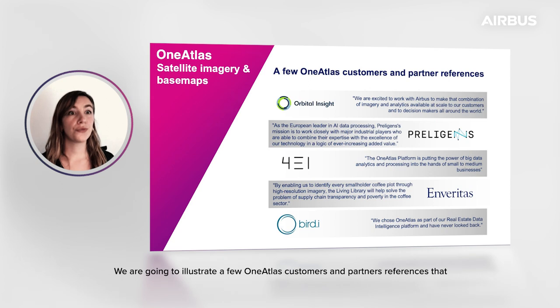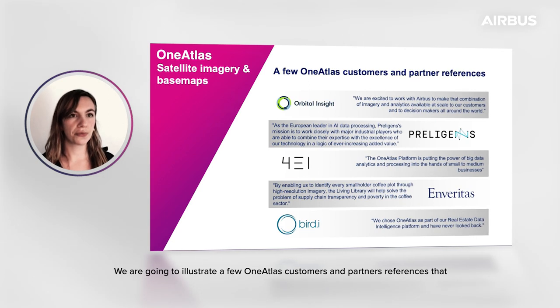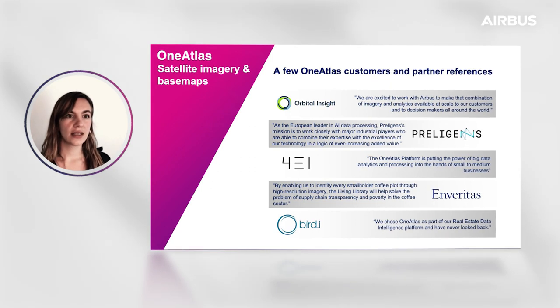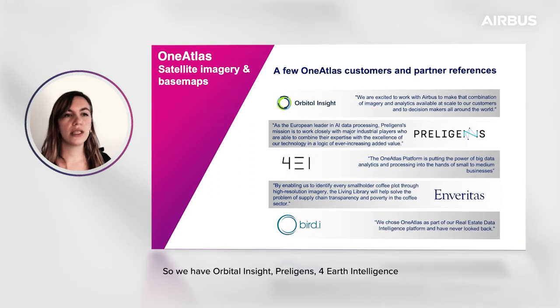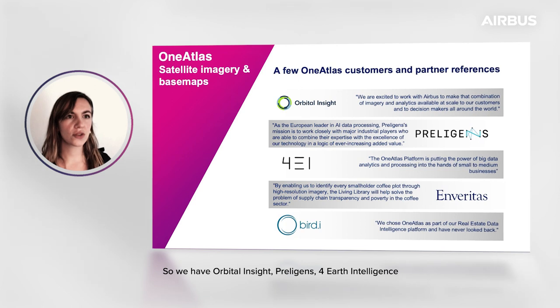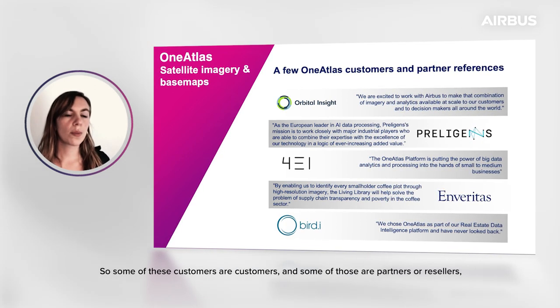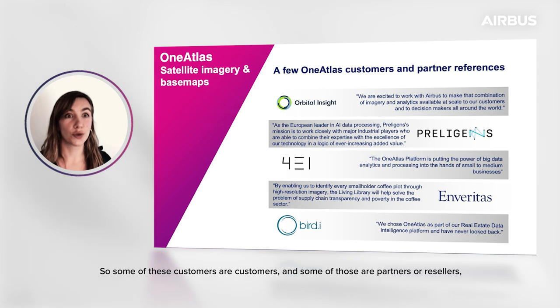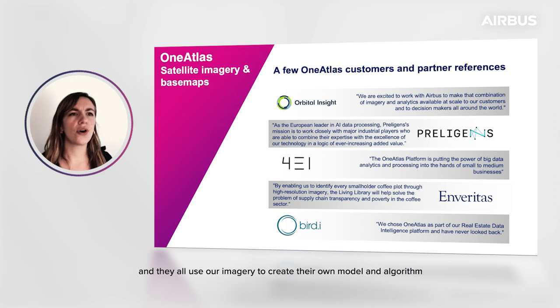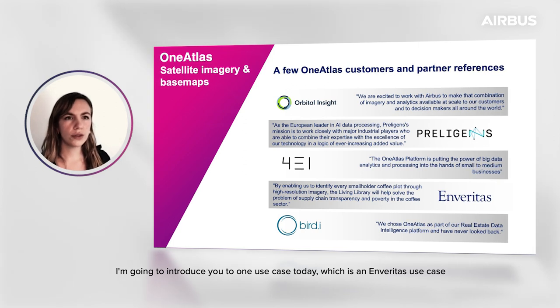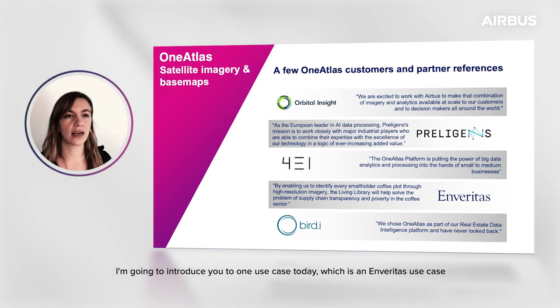We are going to illustrate a few OneAtlas customers and partners references that work with us to create their use cases. So we have Orbital Insight, Preligence, Power Earth Intelligence, Enveritas, and Birdeye as well. Some of these are customers and some others are partners or resellers. And they all use our imagery to create their own models and algorithms. I'm going to introduce you to one use case today, which is the Enveritas use case.